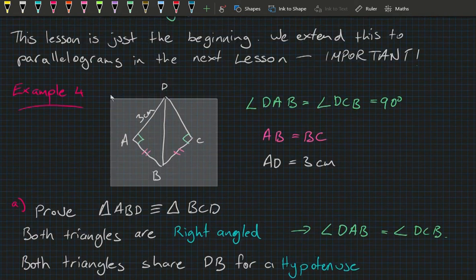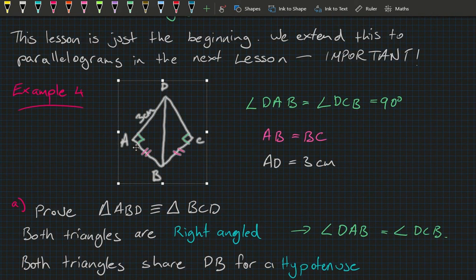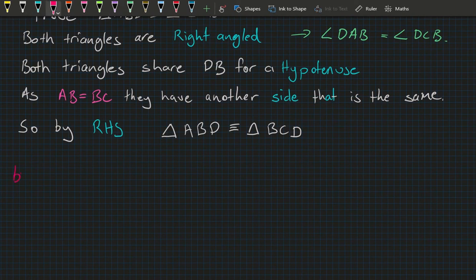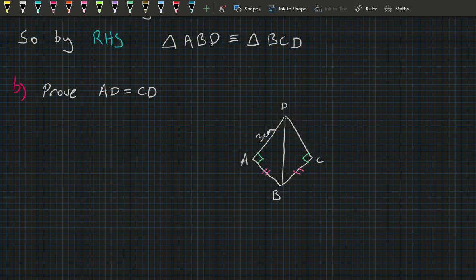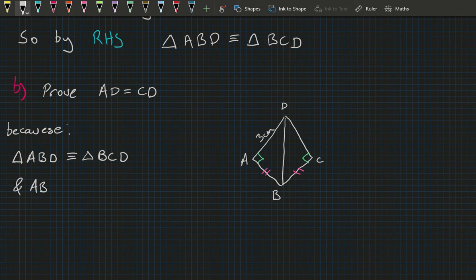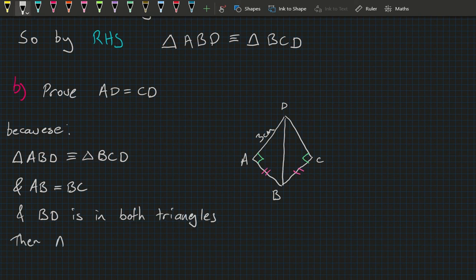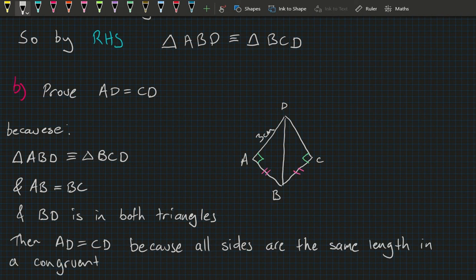Let me copy that diagram because we'll need it in part B where we have to prove that AD is equal to CD. So this is pretty straightforward. We know that ABD is congruent to BCD and AB is equal to BC and BD is the side in both triangles. Then AD has to equal CD because all sides are the same length in a congruent triangle. Okay, that's clear, that's done.